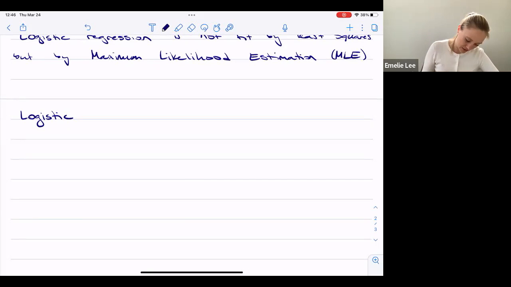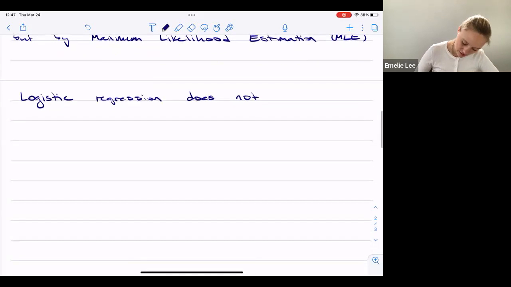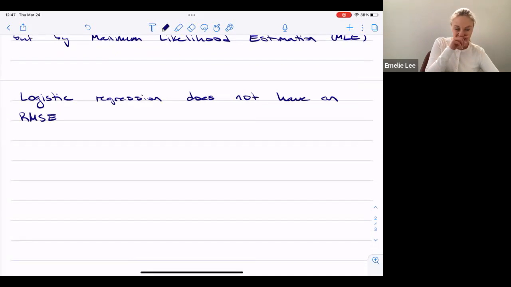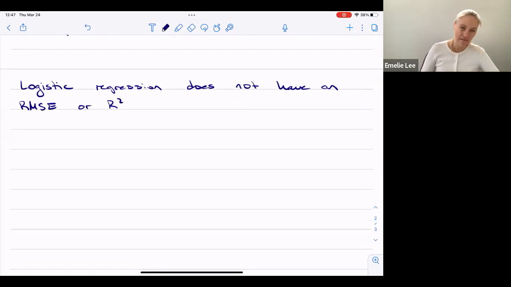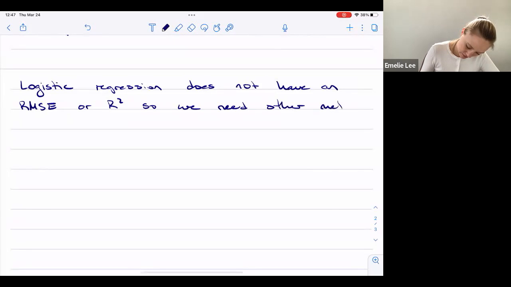And so logistic regression does not have an RMSE, which is how we usually decide how well a model fits, right? Or R squared. Okay. So we have other methods of evaluating the models. So we need other methods for evaluating the model.